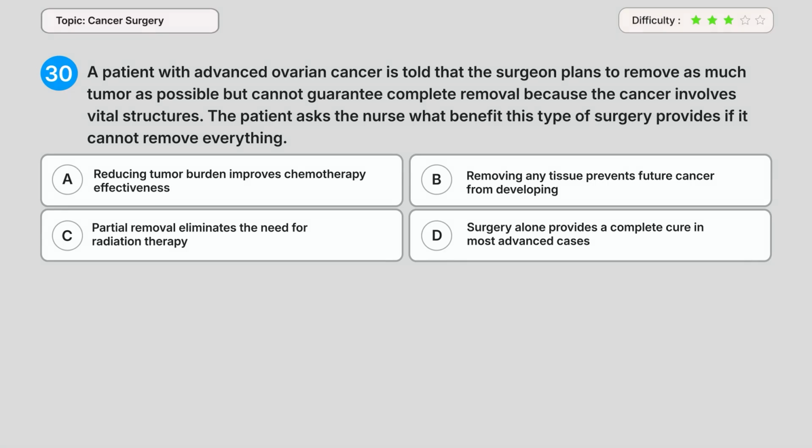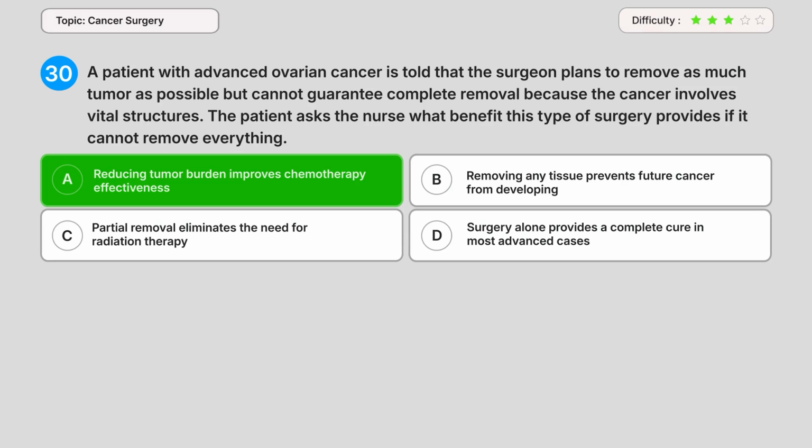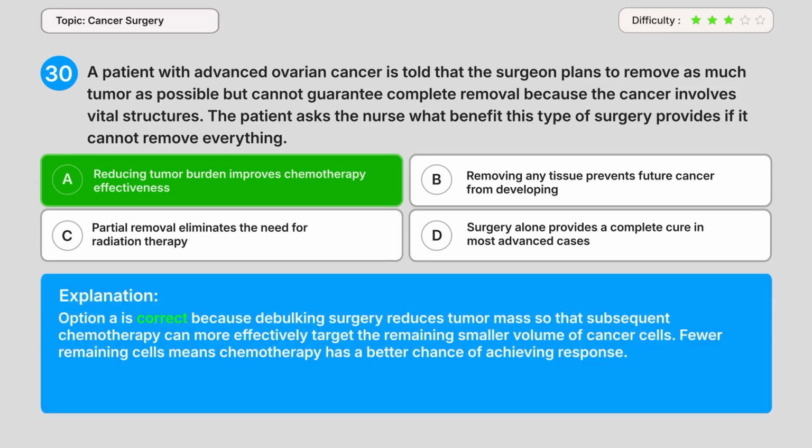Correct answer. A. Reducing tumour burden improves chemotherapy effectiveness. Explanation. Option A is correct because debulking surgery reduces tumour mass so that subsequent chemotherapy can more effectively target the remaining smaller volume of cancer cells. Fewer remaining cells means chemotherapy has a better chance of achieving response.